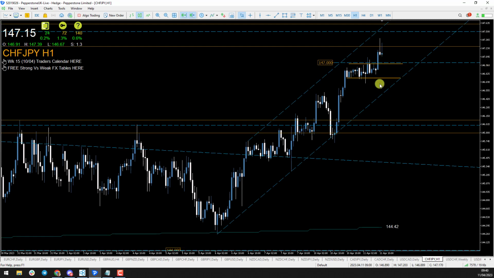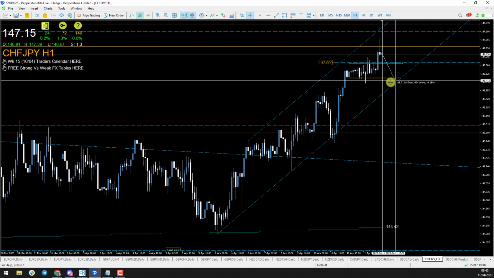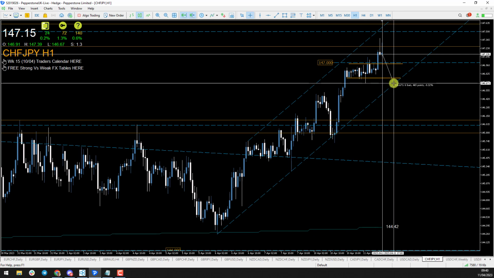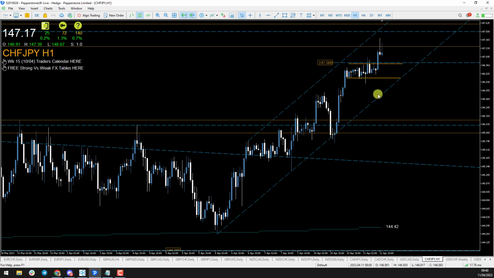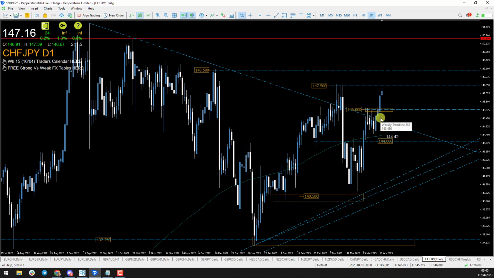A little bit of a pullback. We could even see a pullback down to this low here around the 146.67, and trend line support could also be quite a nice opportunity to see a move back up to the 147.50, a 90 pip potential reward from down in that area. I quite like the higher time frame opportunity, to be honest. If price can pull back a bit, I'd be looking for longs in and around the 146 area. If it trades through it, we'll be looking at the 144.50.